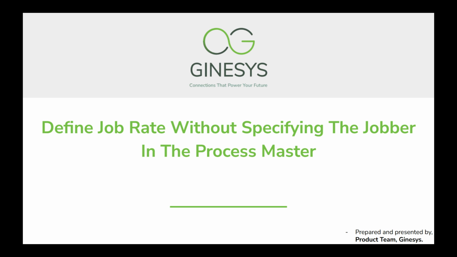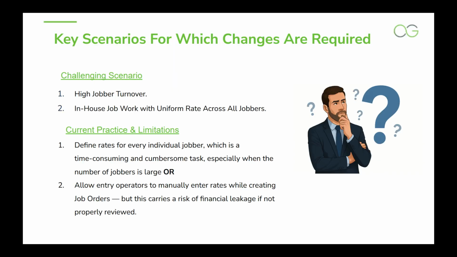Before we move forward to the system working, let's first understand why we introduced this change and the specific problems it solves. These are the key scenarios where this change becomes important. Scenario 1. In many organizations, jobbers are frequently shuffled even till the last moment. This makes it difficult to define jobber-wise rates in advance.